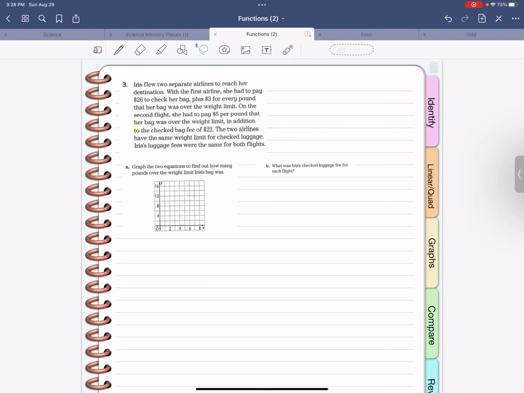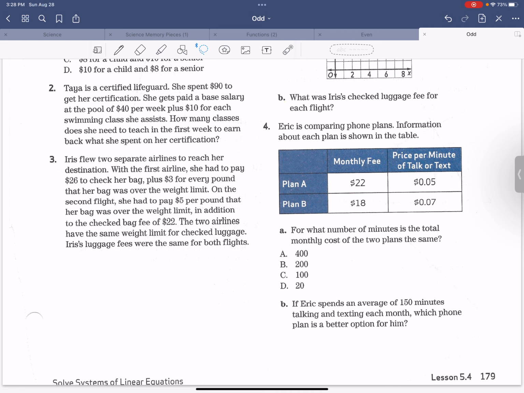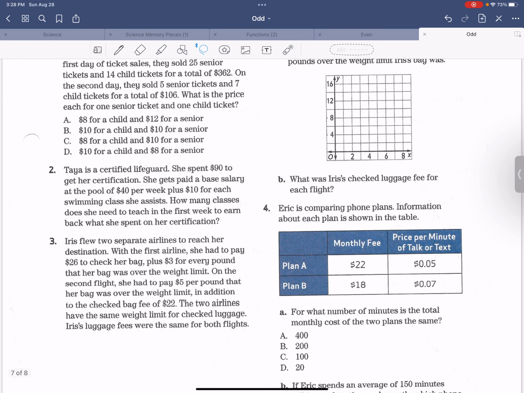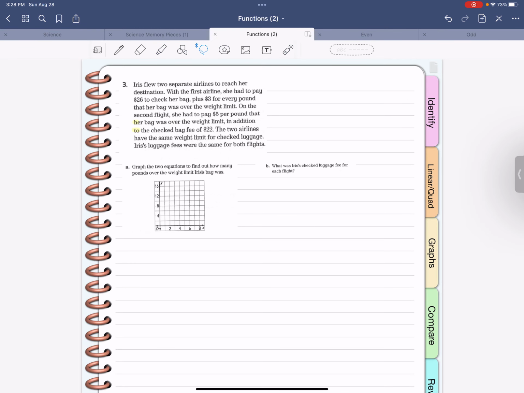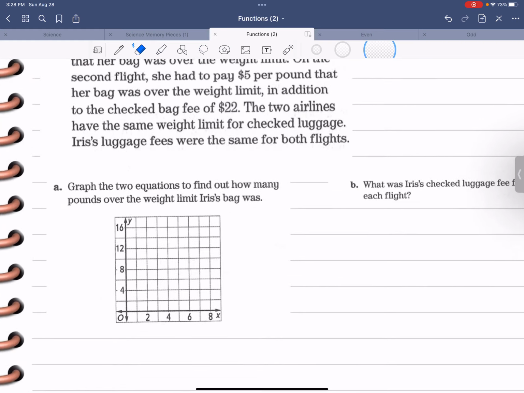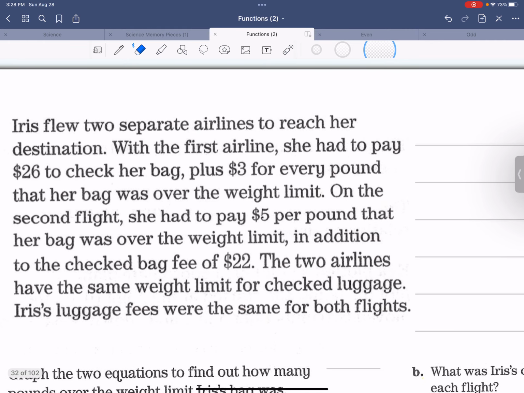Page 179 is the gift that keeps on giving. We are up to question 3. It goes with this graph up here. And I had to go ahead and put that on a different page just to have enough space. So let's take a look at this one.